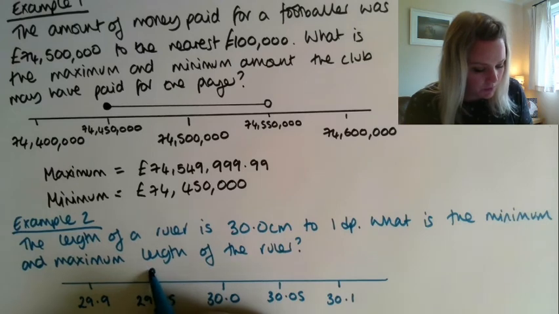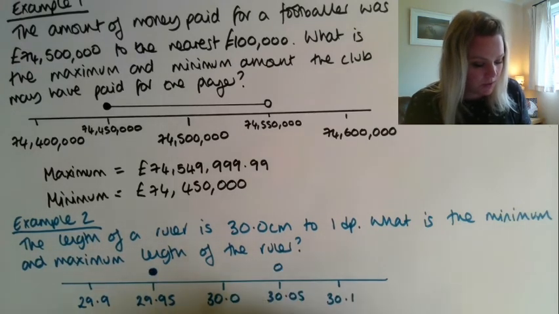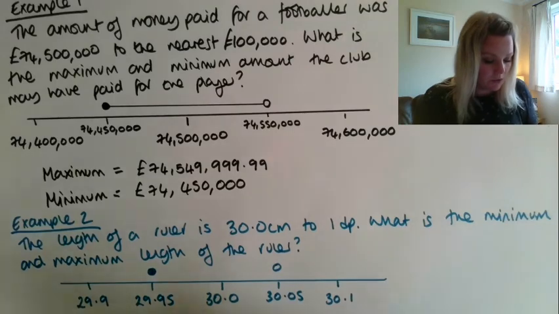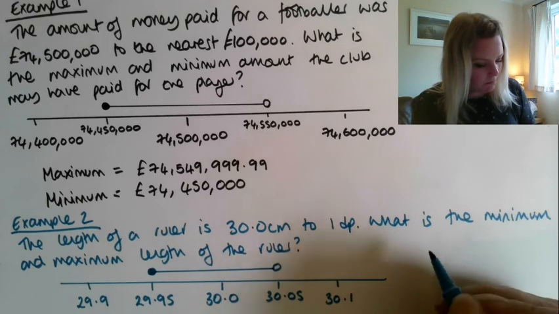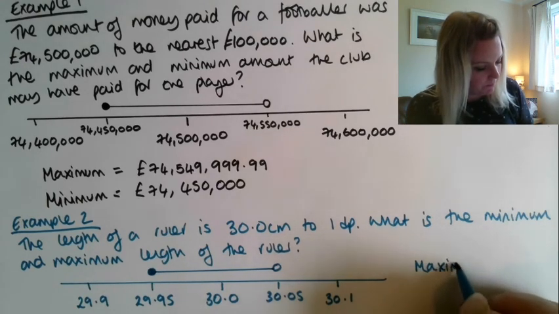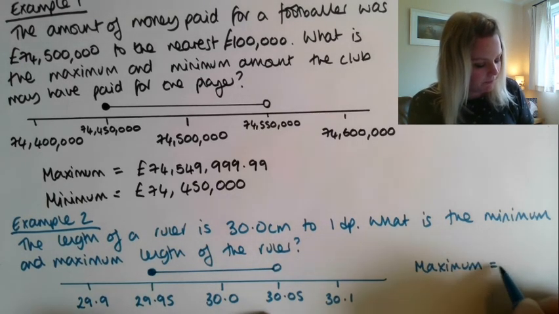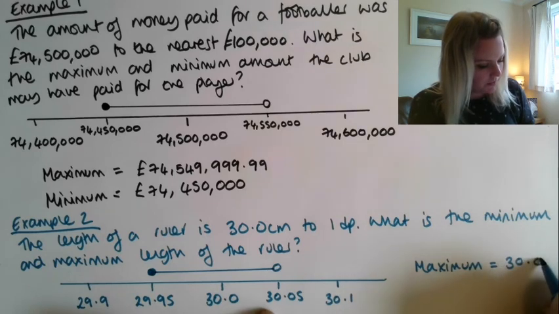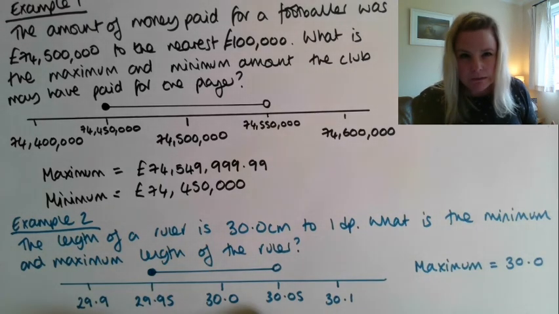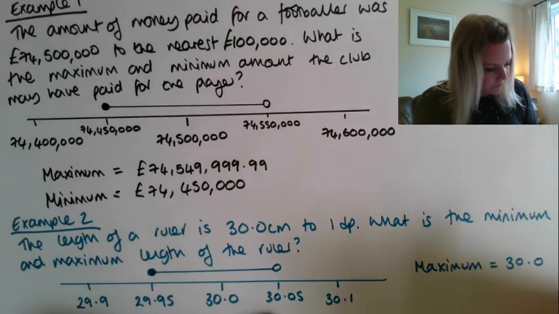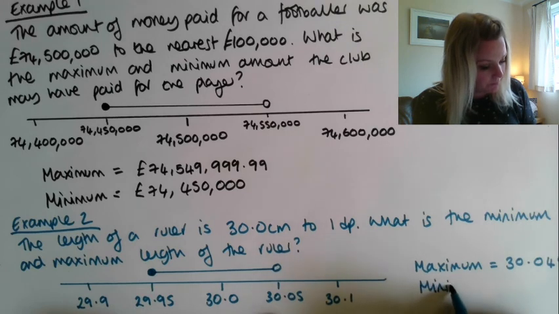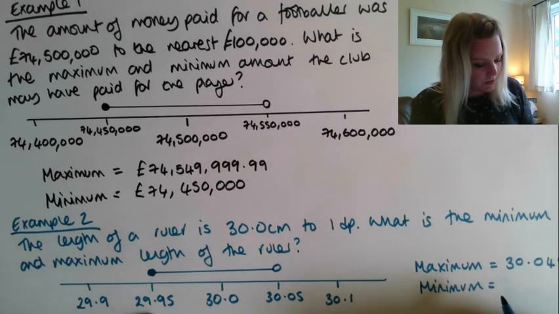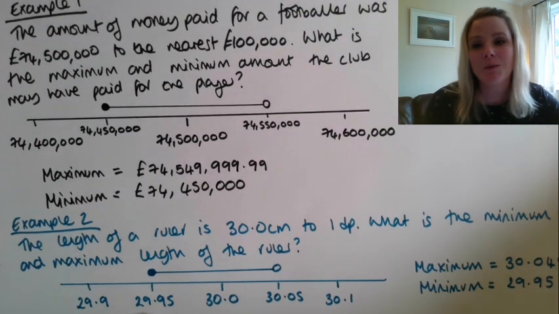So this one will round up to give 30. This one would actually round up to give 30.1, so we don't colour it in. Now, the maximum is going to be 30.04999999. So let's do that. And the minimum is going to be 29.95. Okay, so hopefully that helps you with the questions on this.